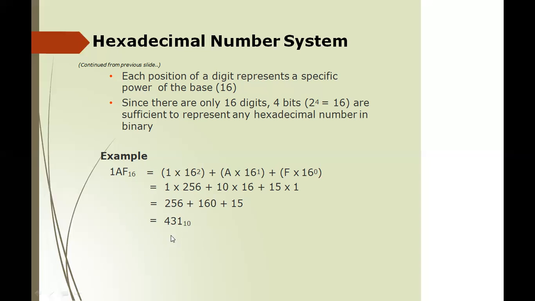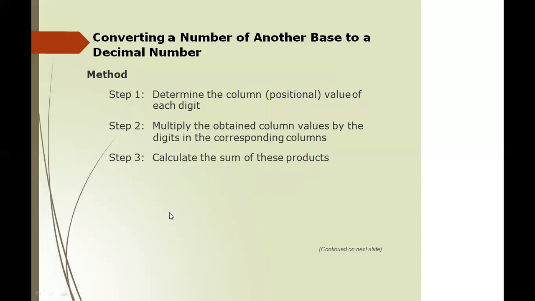To convert a number of another base to a decimal number, we use three steps. Step one is to determine the column positional value of each digit. Step two is to multiply the column value by the digit of the corresponding column. And step three is to calculate the sum of all of these products.